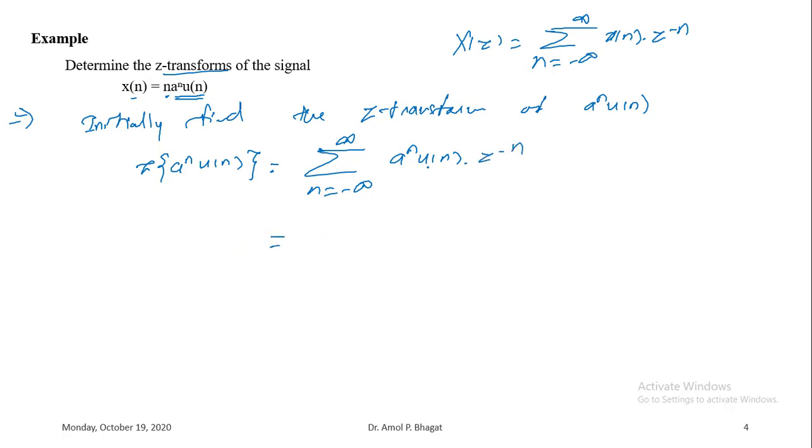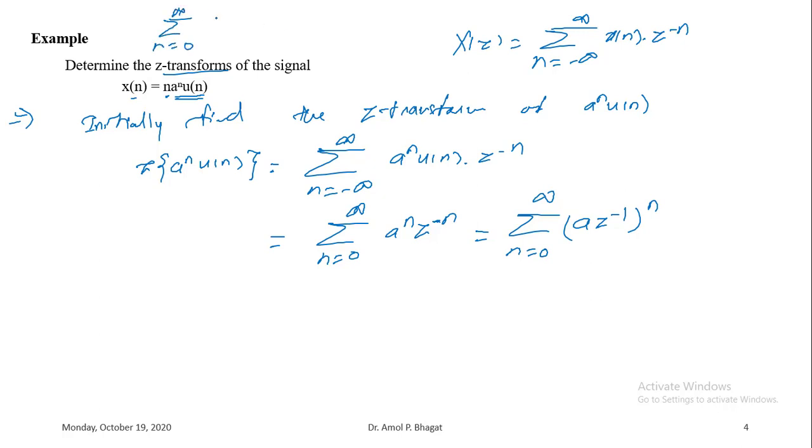Again, u of n will be 0 for negative values of n and 1 for positive values of n, so I can modify it as n equals 0 to infinity a to the power n, since u of n will be 1 for these values, into z to the power minus n. Here again I can write it as n equals 0 to infinity, taking n common, a into z to the power minus 1, raised to the power n. By using the infinite geometric series, n equals 0 to infinity a to the power n equals 1 upon 1 minus a, provided mod a is less than 1. So here the z transform of a to the power n u of n will be simply what?